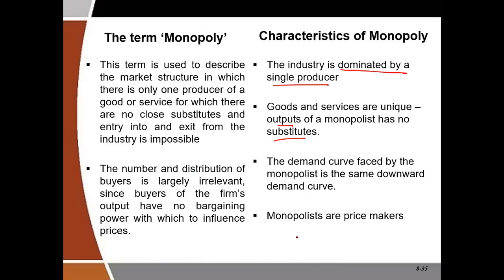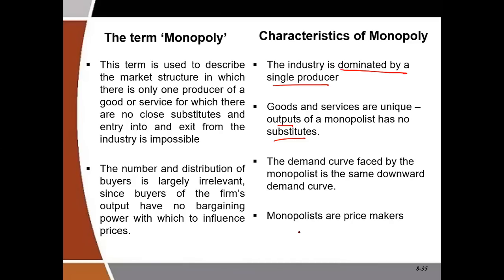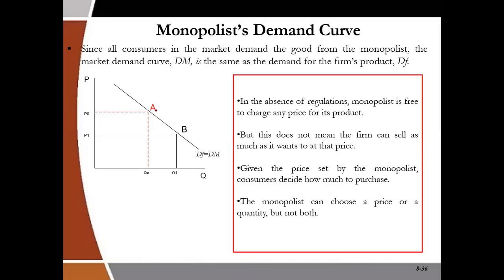And then monopolists are price makers. When we say monopolists are price makers, it means that they are able to influence price. They can do this in two ways. Either they set a price, so let's say they set P0 for people to buy Q0, or they can control supply. Okay, so assuming this is their supply, they can reduce supply, holding demand constant, and prices will rise.